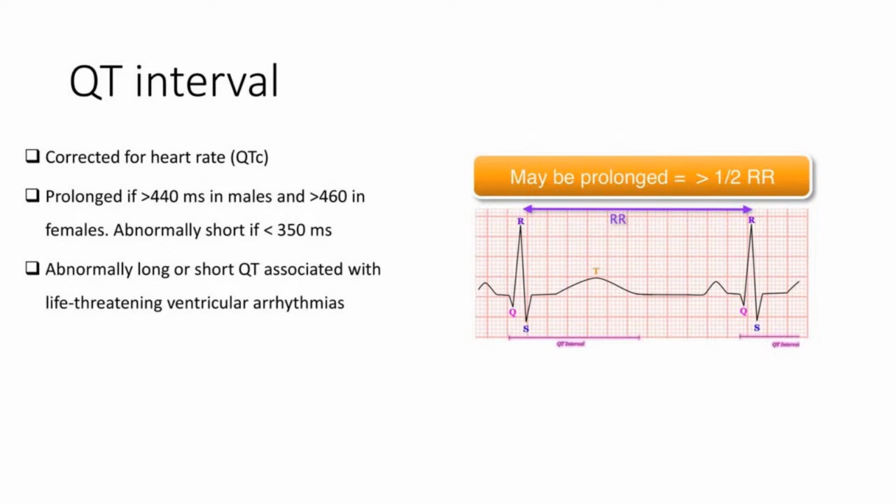The commonest one is the Bazett formula, where we divide the QT by the square root of the RR interval in seconds. An abnormally prolonged or abnormally shortened QT can predispose to life-threatening ventricular arrhythmias. When you look at the ECG and the interval from the beginning of your QRS to the end of your T is longer than half of your RR interval, you have to suspect that your QT is probably prolonged, and then you take a closer look at it.